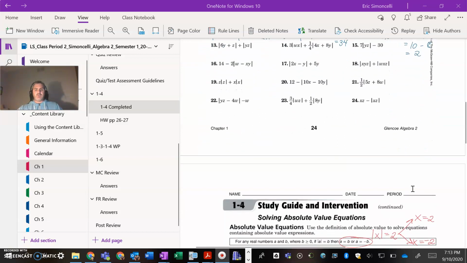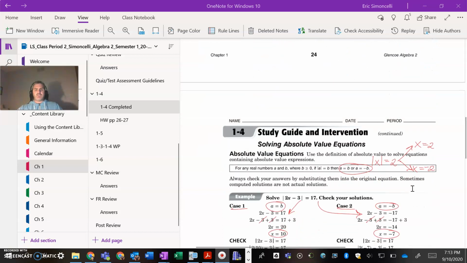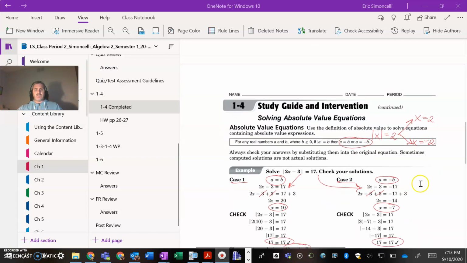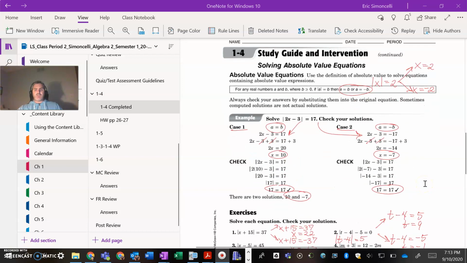Moving on to the next page, as you can see here, we're going to work with absolute value equations, solving in particular. Solving absolute value equations uses the definition of absolute value to solve equations containing absolute value expressions. It says for any real numbers a and b, where b is greater than or equal to 0, if the absolute value of a equals b, then a equals b or a equals negative b.